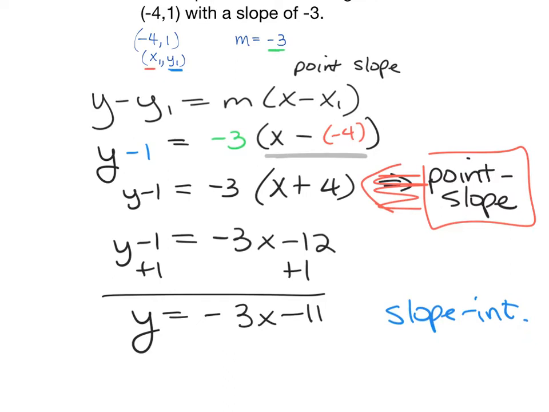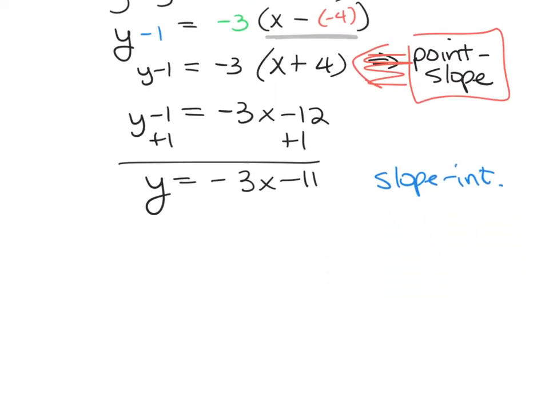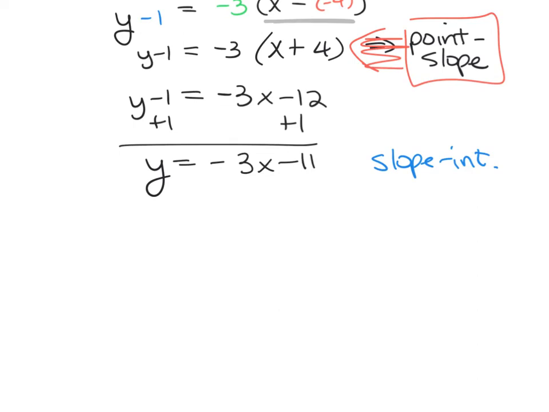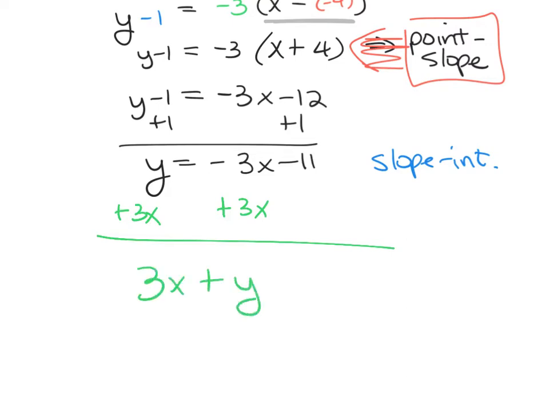Now let's say it said to put it in standard form. So let's fix this up a little bit more. I can add the 3x, and I get 3x plus y equals -11. And this is standard form. Notice I have no fractions, and my number in front of x, which is my a, is positive.